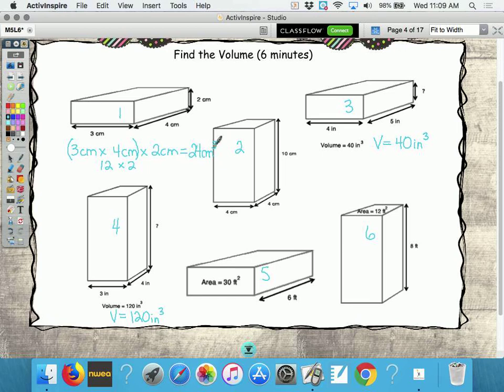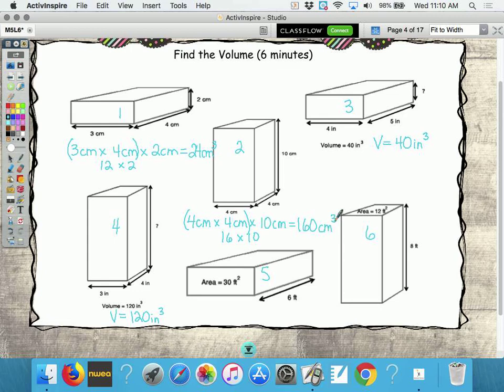Number 2, Dara, what do I need to write? 4 centimeters times 10 centimeters equals 160. She says 160. Do you agree? Yes, very good.